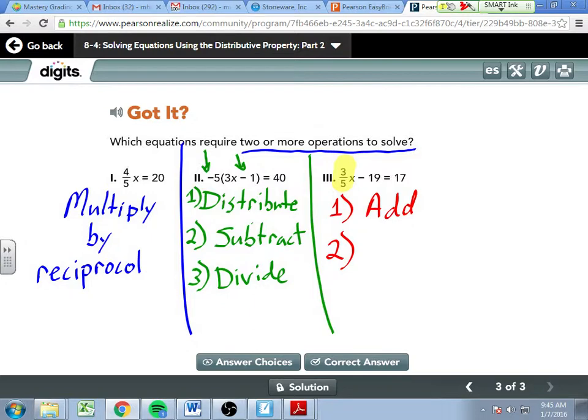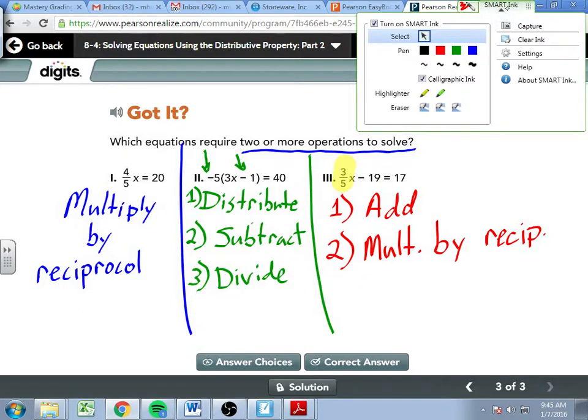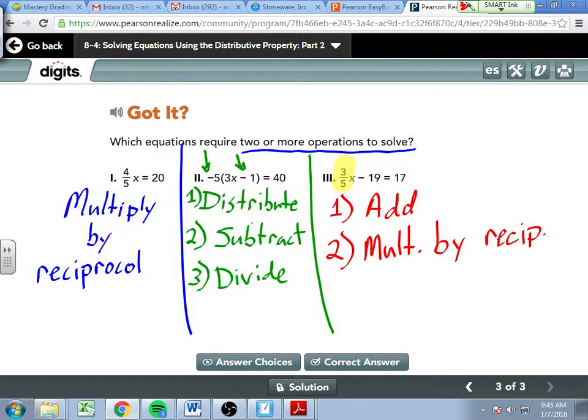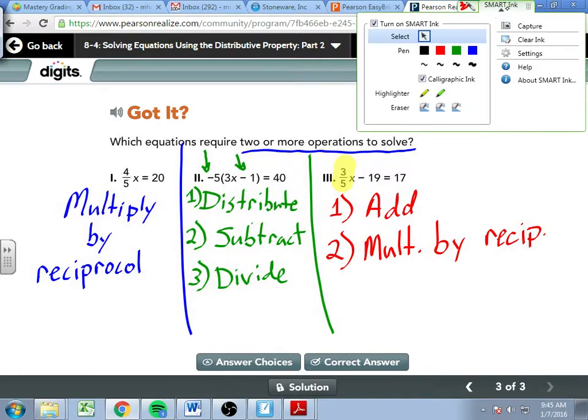So again, write down, and you can abbreviate it now if you want. You can put mult, like with a period. Whenever you abbreviate, make sure you have that period. I'm just going to say mult by recip. Recip should tell your brain, oh, reciprocal. If you just put REC, that's too short of an abbreviation. It could mean recreation or recess.